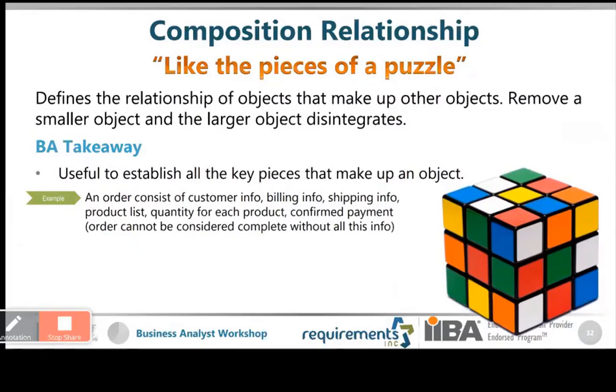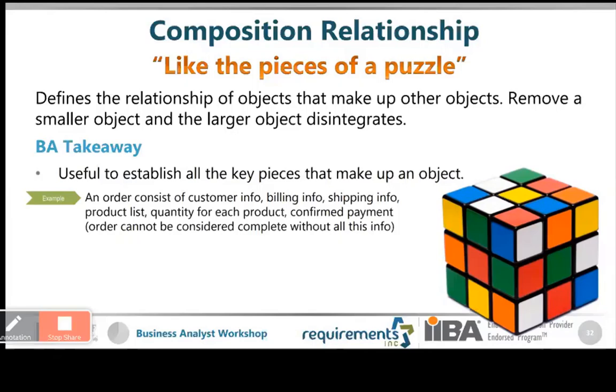You will need all the part objects to make the whole object. Otherwise, it's not really a whole. So here you have several cubes that make up one large cube. Just take away one cube and the large piece is not a cube anymore, right? It loses its integrity. So it's very similar to aggregation. However, remove a smaller object and the larger object is no longer what it used to be.